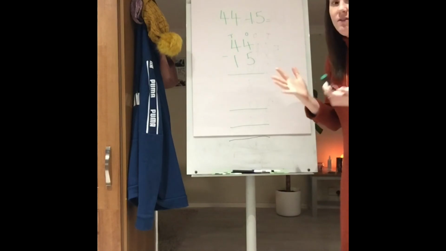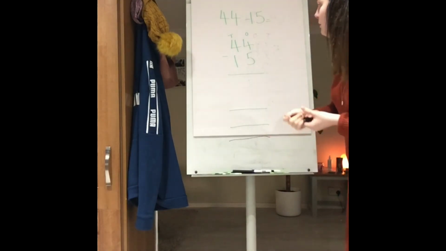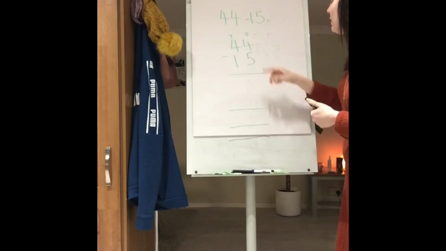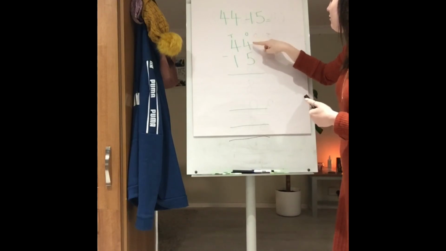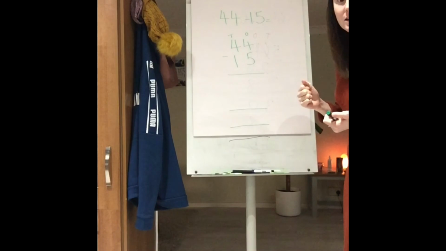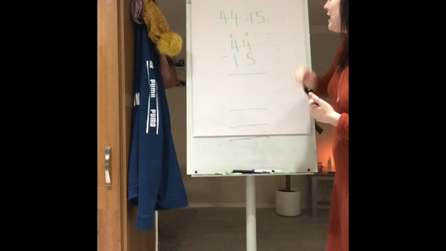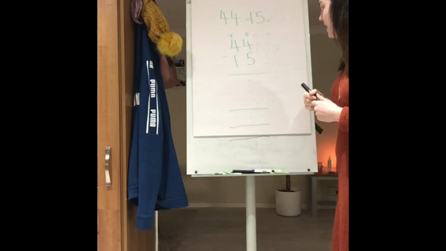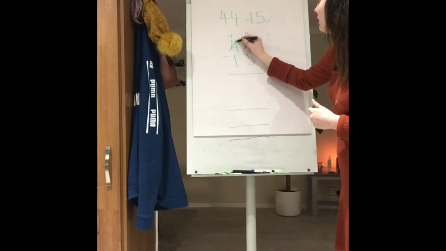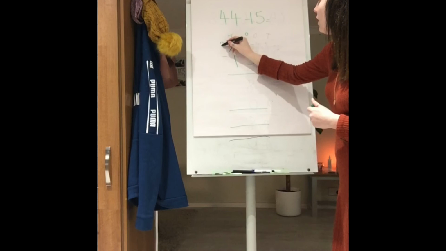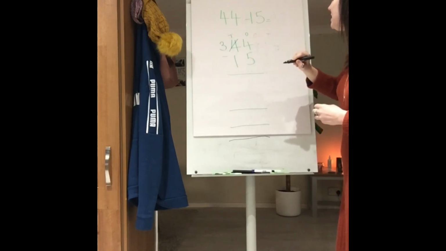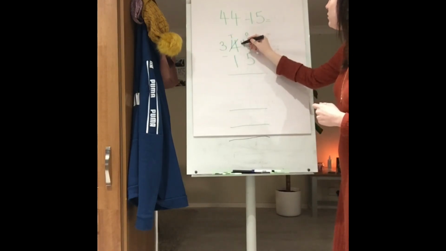So the first thing we need to do is look at our ones column, and we need to do 4 take away 5, and here we have a problem because in column subtraction, we cannot take away 5 from 4 because 5 is larger than 4. So what we're going to need to do is knock next door to the tens column, and we're going to exchange a 10 for 10 ones. So our 40 becomes 30 and our 4 becomes 14.